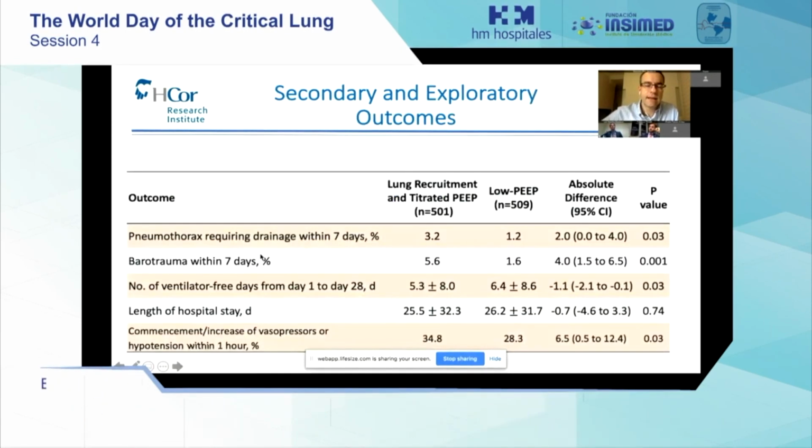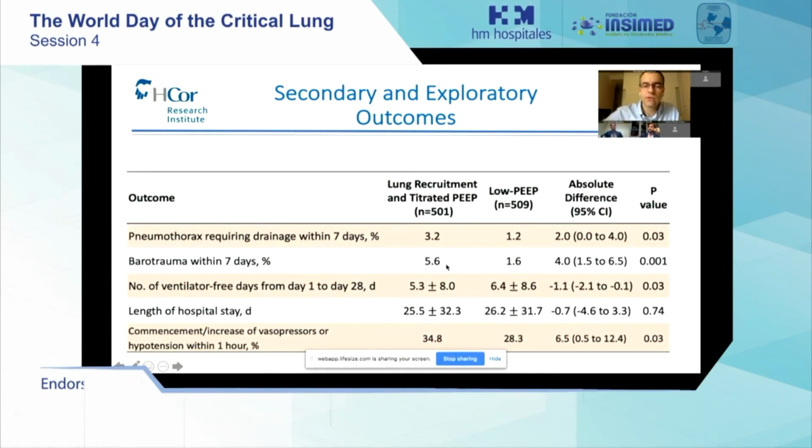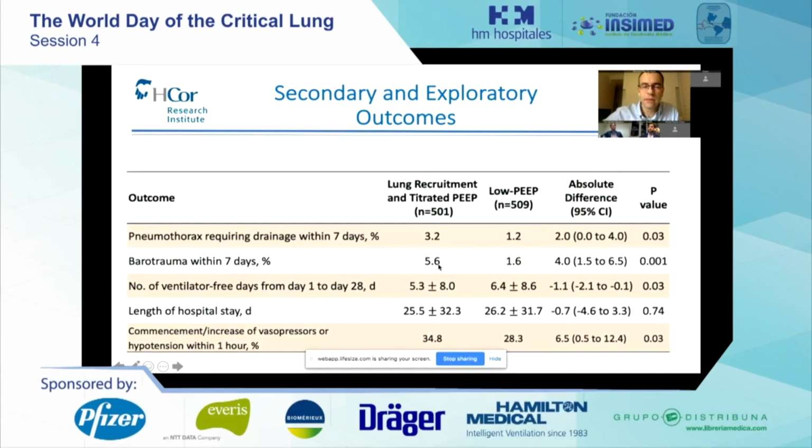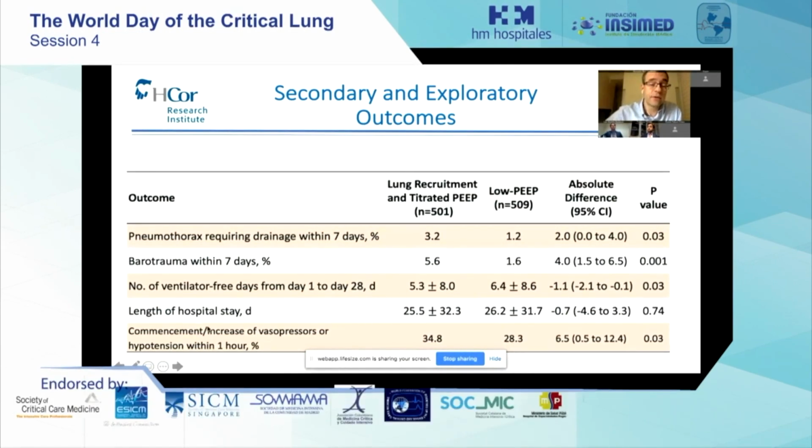We also found an increased risk of adverse events, including lung-related adverse events. For example, barotrauma increased from 1.6% in the control group to 5.6% in the lung recruitment and titrated PEEP group. And we had increased hemodynamic problems. There was an increased need to use vasopressors or to increase the dose of vasopressors within an hour in the experimental group compared to the control group.